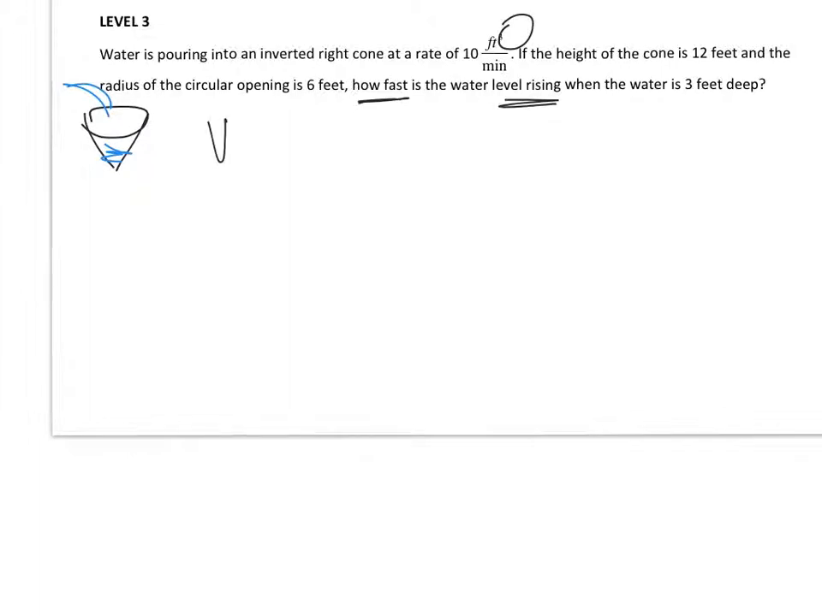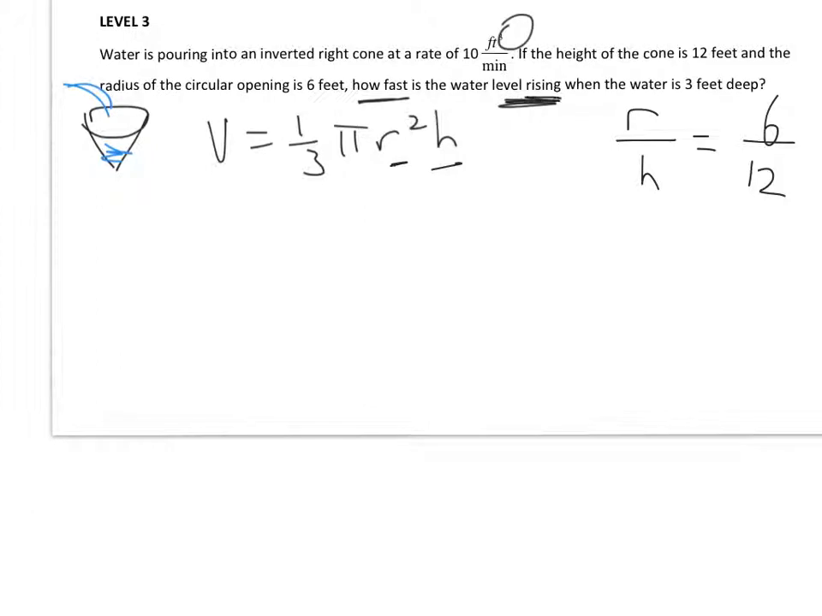In the case of a cone, volume equals 1/3 pi r squared h. What I want to remember in this case is that I want to be able to go from 3 variables to 2 variables. So I would like to find a way to relate radius and height. So I'm going to work in the case of this cone being completely full. When it's full, the height is 12 and the radius is 6. And I ultimately want to figure out the water level rising, so I'd like to get r in terms of h. So I'm now going to rewrite my volume this way.